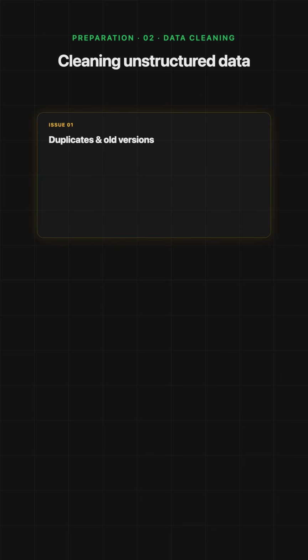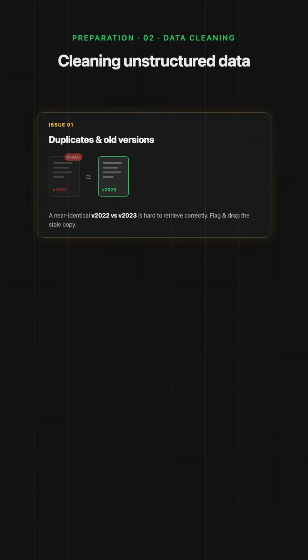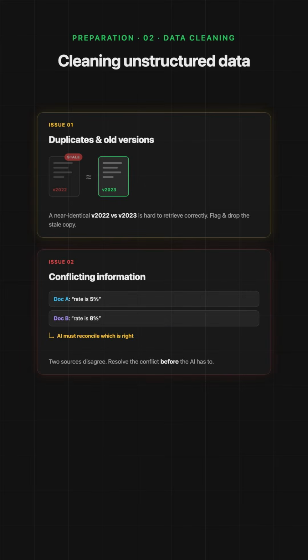Now, for the unstructured data, there are also some additional common issues here, which I did mention before. First is duplicates and older versions. The AI is going to get confused if it's a 22 versus 23, and that very, very specific nuance might be harder to actually retrieve. There could be some conflicting information. Maybe one document says one thing versus another, and the AI has to reconcile that.